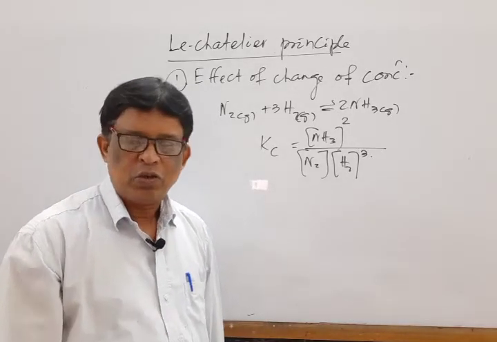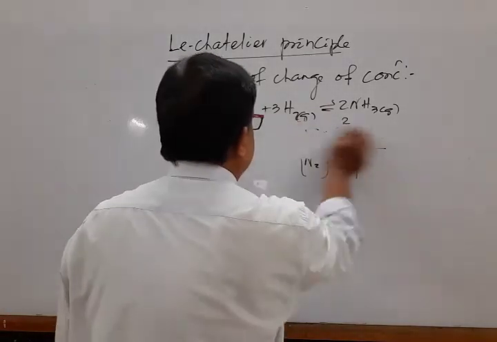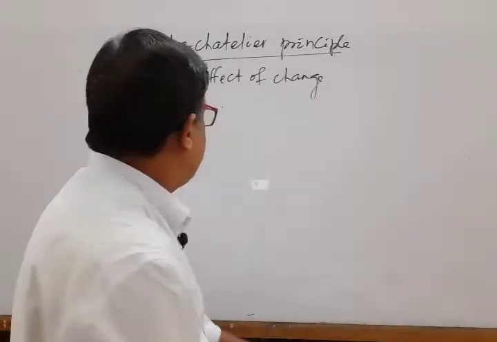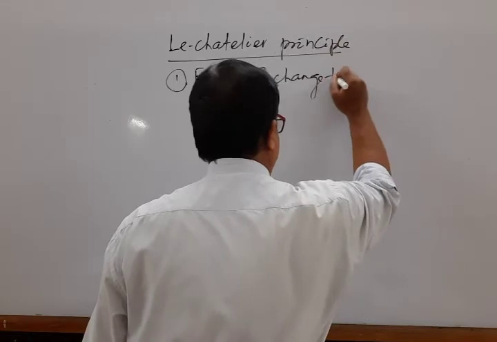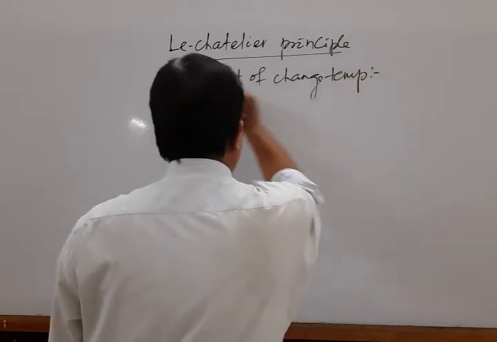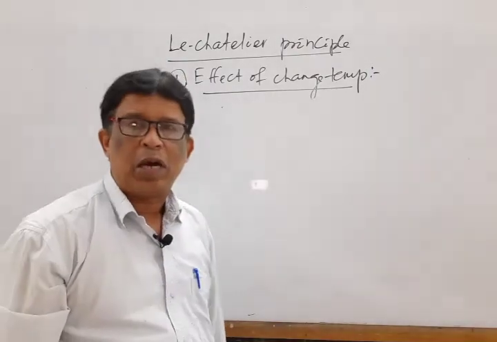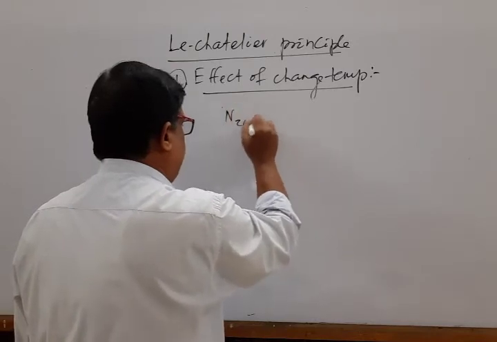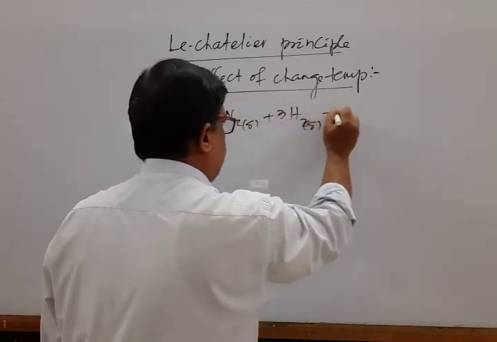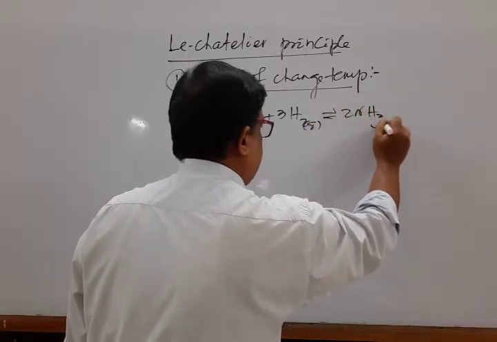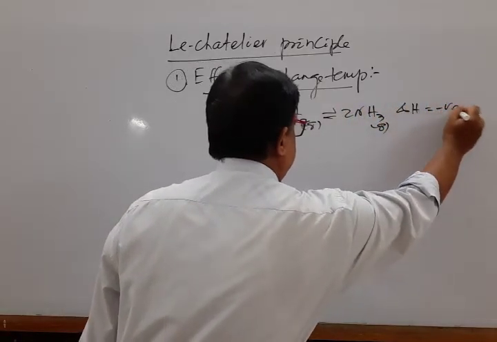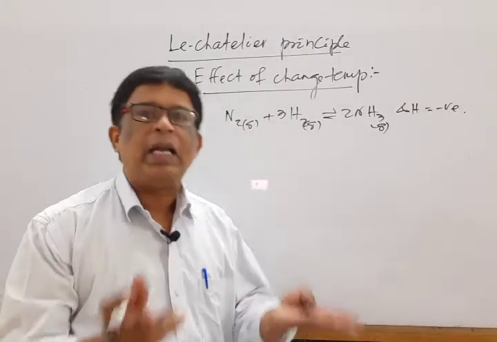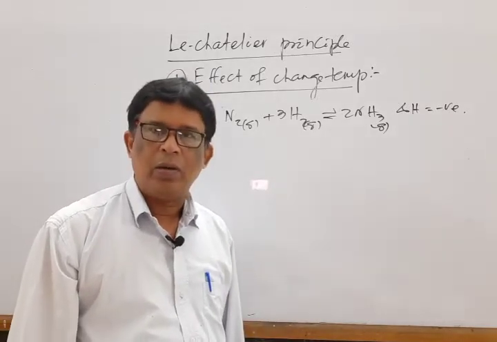Next, Sub-heading 2, that is effect of change of temperature. Temperature also plays an important role in changing the state of equilibrium. Mark that. N2 gas plus 3H2 gas gives rise to 2NH3 gas. Here delta H is negative. Mark that. Given that it is an exothermic reaction, it means heat will automatically be evolved.